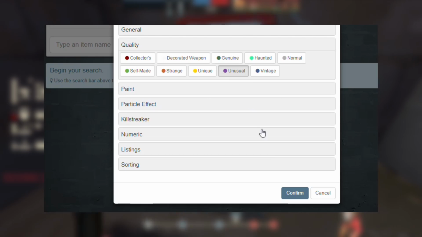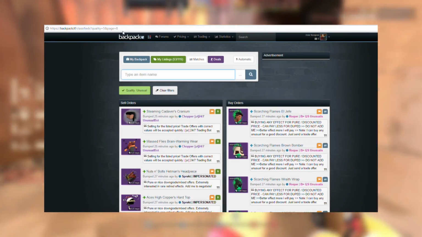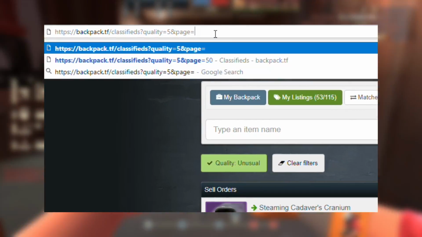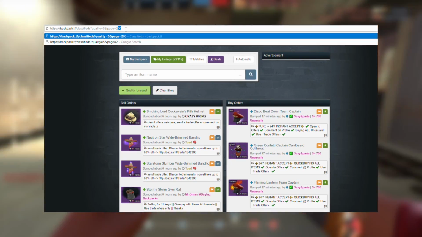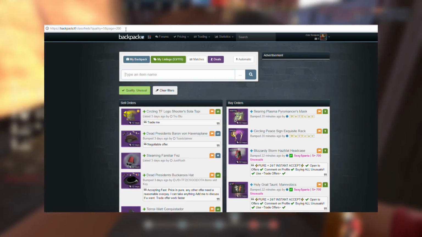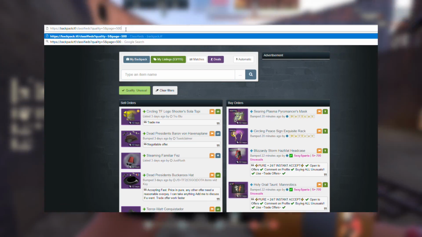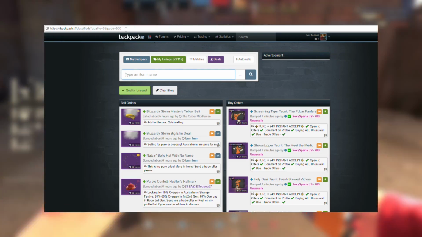Then what you have to do is change the page number in the URL until you find unusuals priced at around the price of your unusual, maybe plus or minus a few keys. You don't need to go super in depth on each unusual, but you should determine a rough tier level for each one, and just go ahead and add people to discuss who have items that are better than yours.